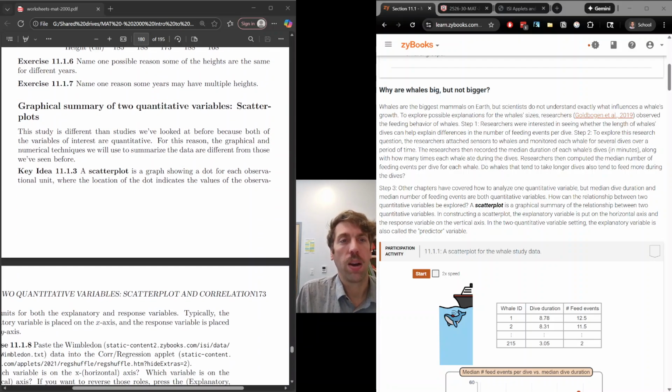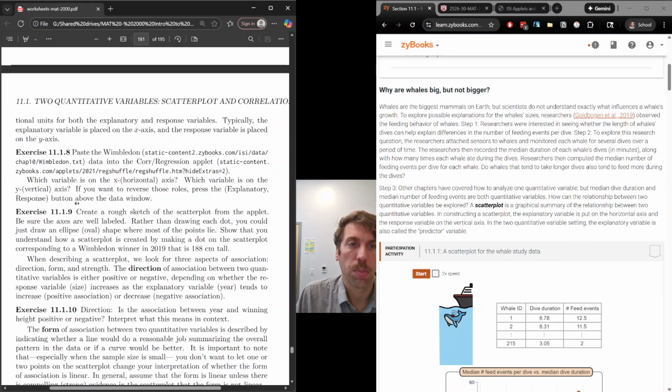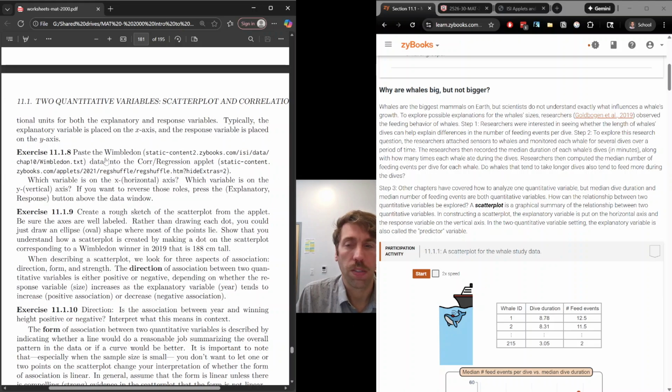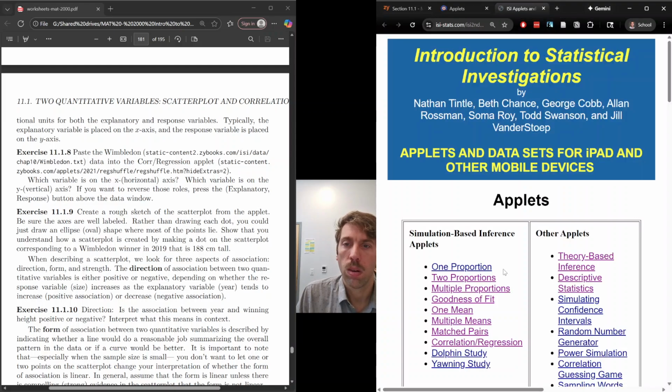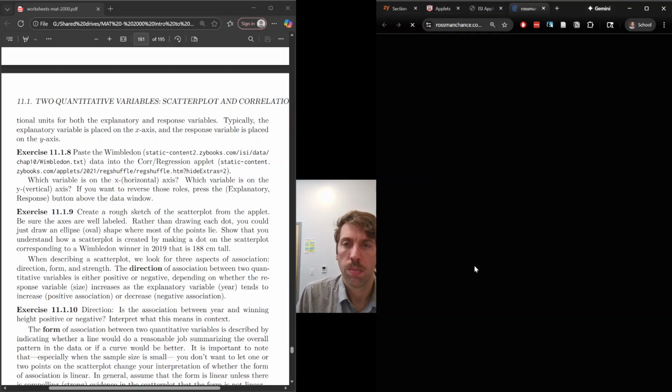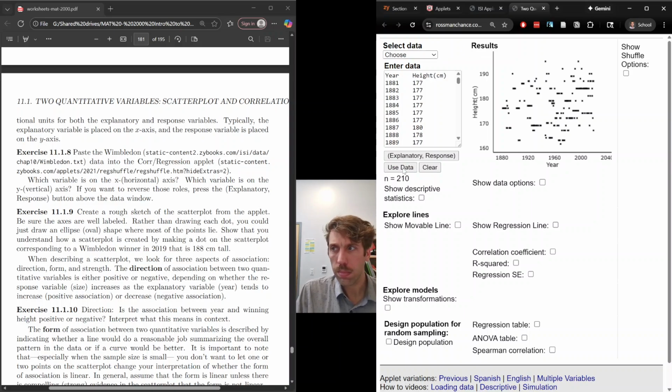Okay, now the key idea that we're talking about today is the scatter plot. So we're going to have to look at the data. You can find the data here, but it might be easier to just go to applets, then correlation regression, and then you can just select the data Wimbledon. Once you click use the data, we get our scatter plot.